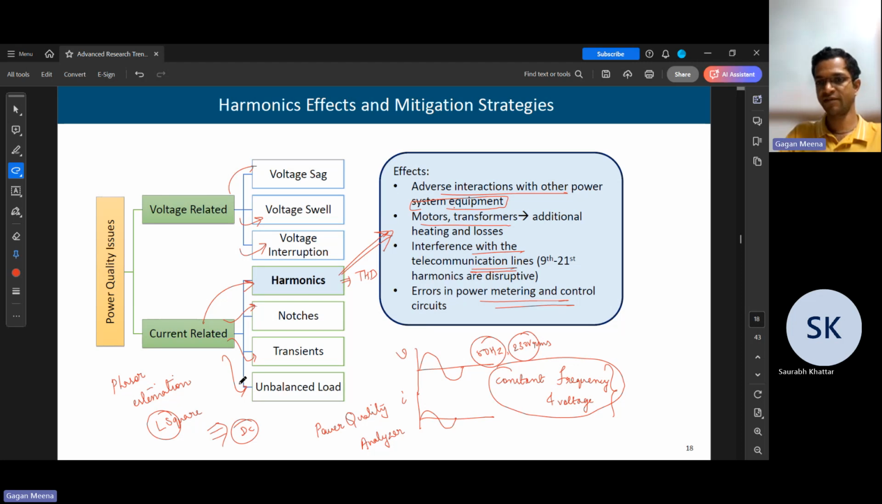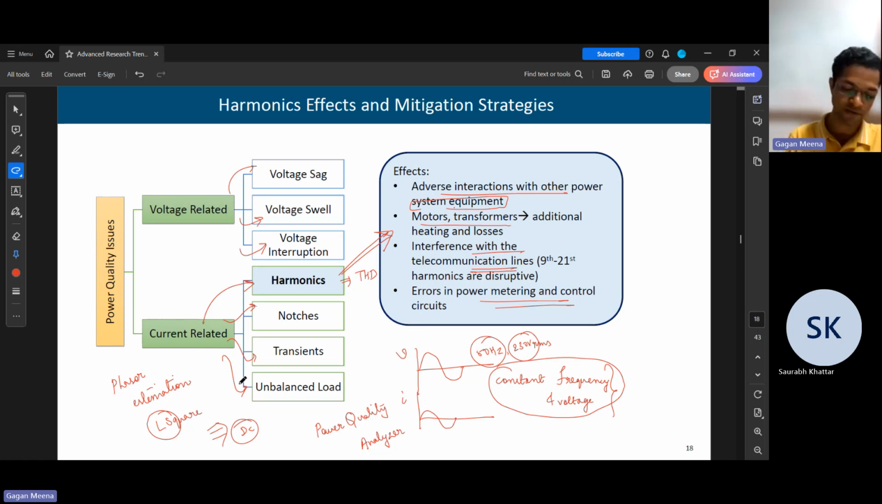That's why we have different types of filters to remove these harmonics. We have different high pass filters to remove higher order harmonics, or low pass filters for lower. Then if we have higher order harmonics, we use high pass filters.